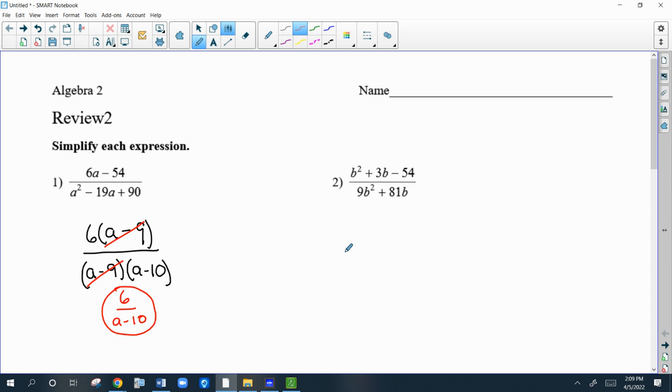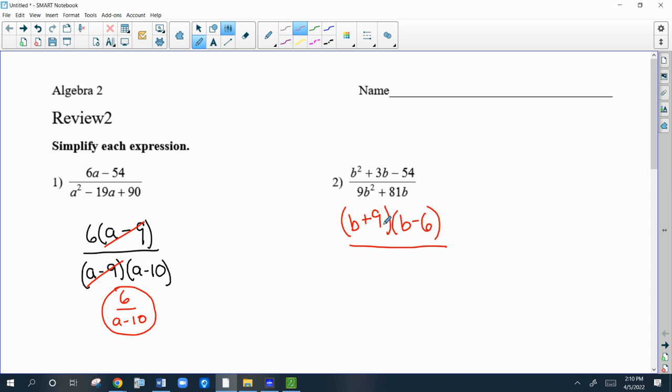Next one, same thing, simplify. You just factor both expressions, both numerator and denominator, so factors of negative 54 that add up to 3 would be, let's think about this for a second. I guess it's 9 and 6. So b plus 9, b minus 6. Those multiply to negative 54 and add up to positive 3.